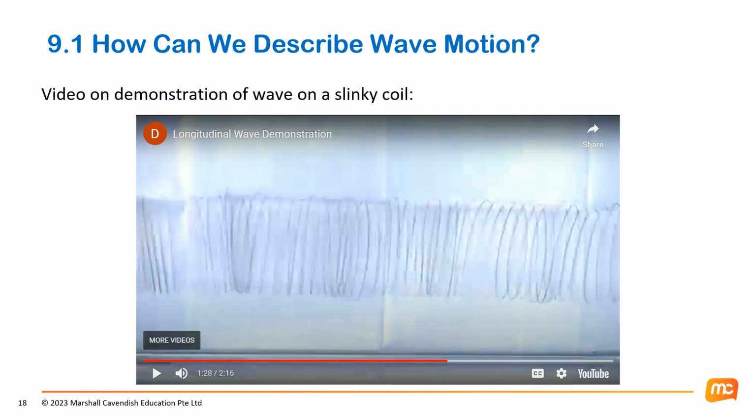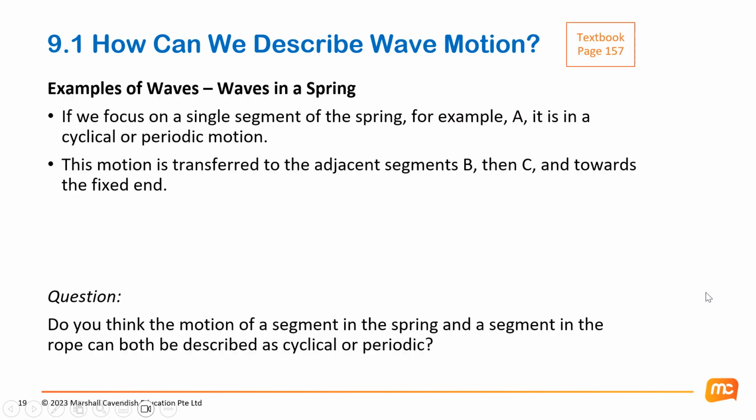Each of the coils or the particles in this wave, however, do move left to right, but they do so in a periodic manner. They return back to their original position after some time and then begin that cycle of motion again. Like I said earlier, if we look at a single segment of the spring, it's in periodic motion, and the same thing happens because it's a spring. It's going to transfer some of that motion through the forces to adjacent segments B and C, and so on and so forth until the other end of the spring itself.